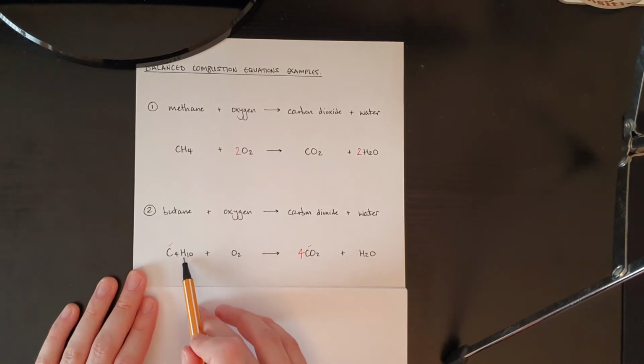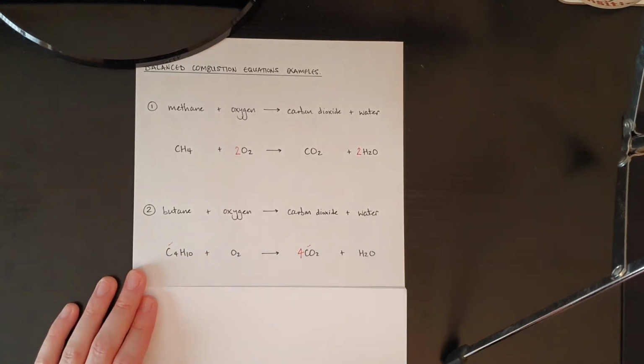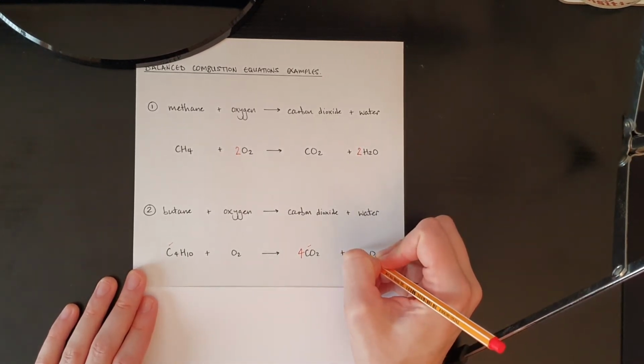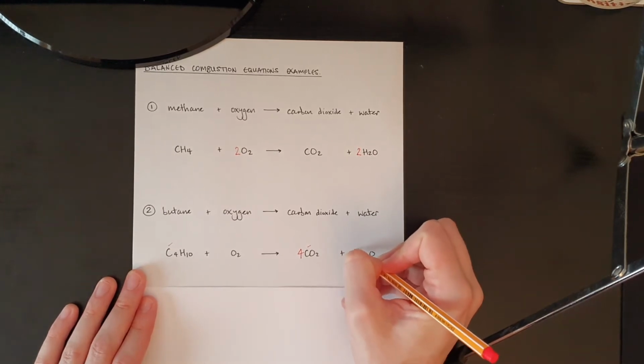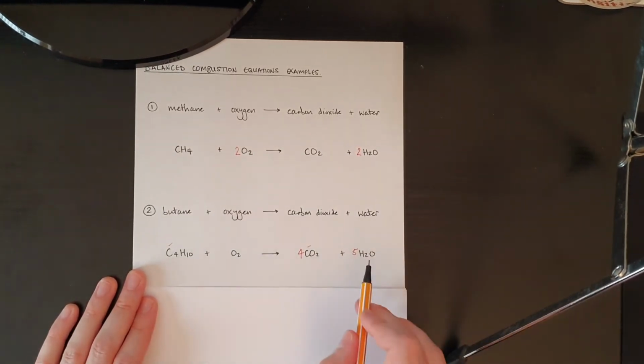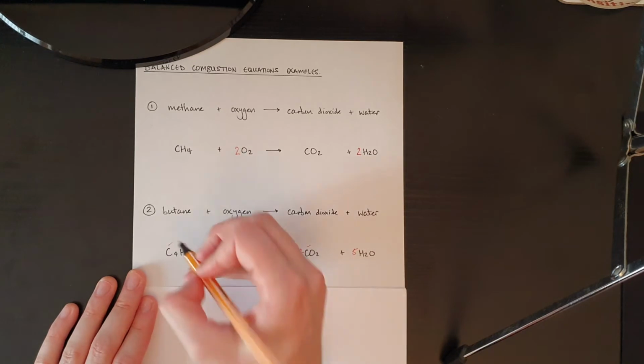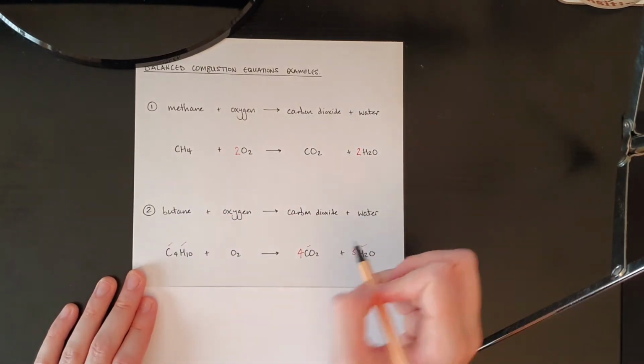So 10 over here on the left, only 2 on the right in our water. So again, we're going to have to multiply that entire thing by something that will give us 10. We already have 2. Let's select a 5. 5 times 2 is 10. 10 on the left. The hydrogens are now balanced.